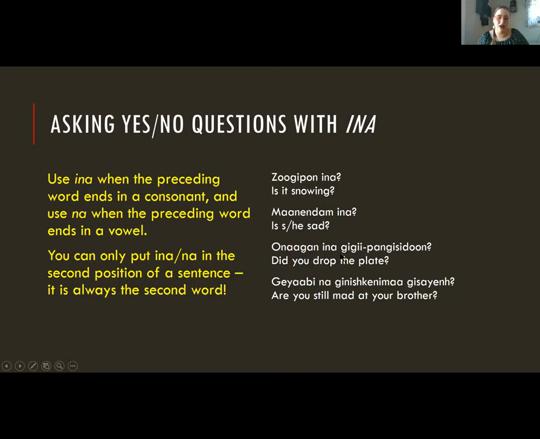Onagan na gigi pungisidun. So plate, question marker, gi you, gi past tense, pungisidun. So this B changed into a P. Pungisidun, drop. Okay. Onagan na gigi pungisidun. Did you drop the plate? You could do it the other way as well, but this is the more common way, to put the noun first.